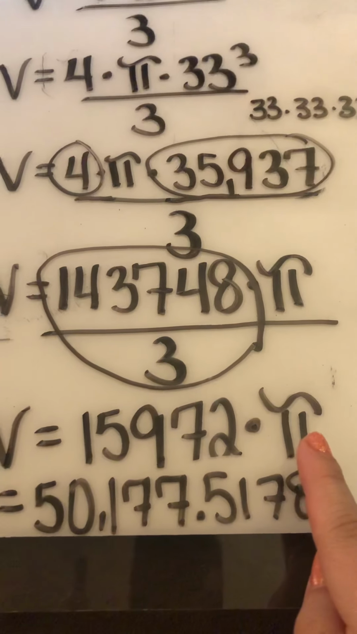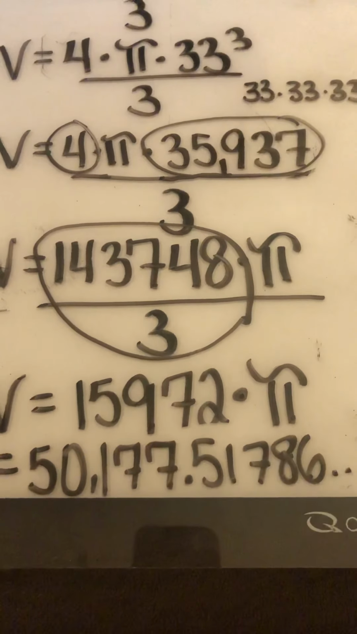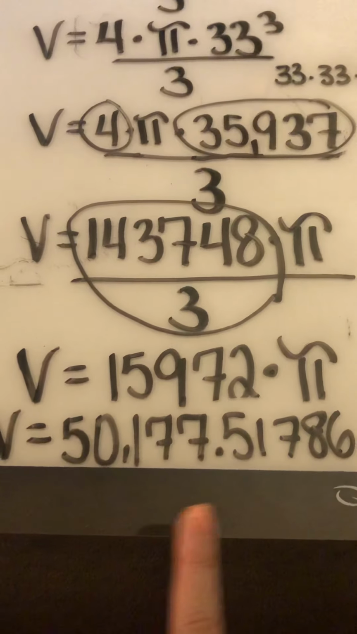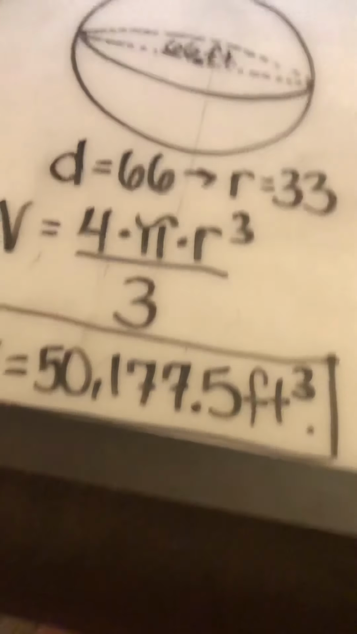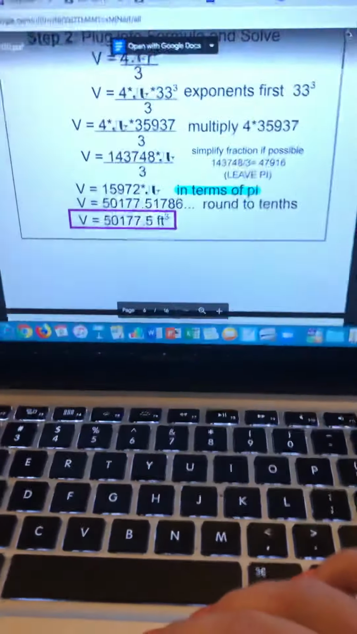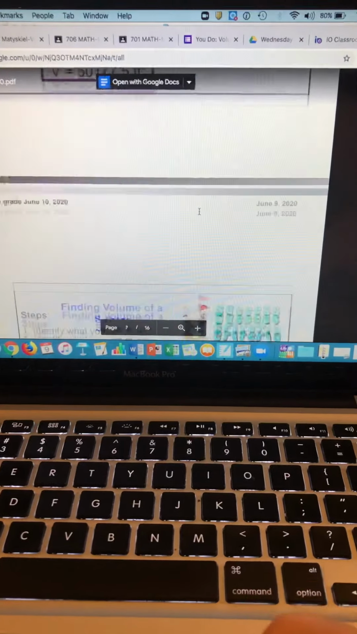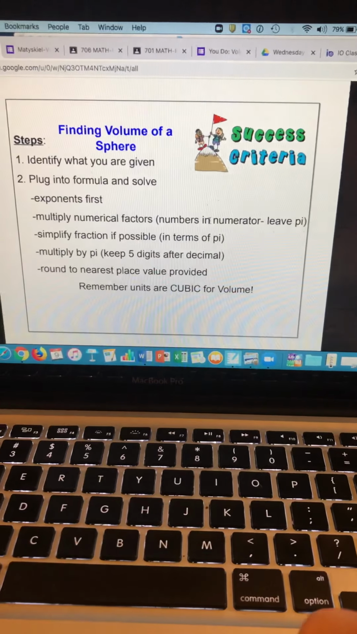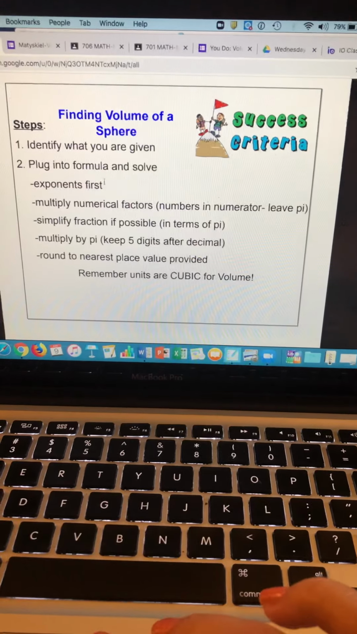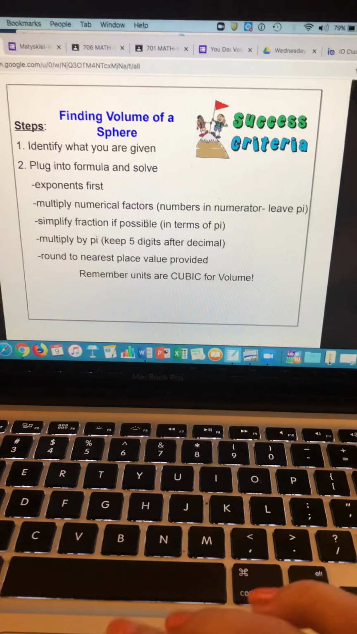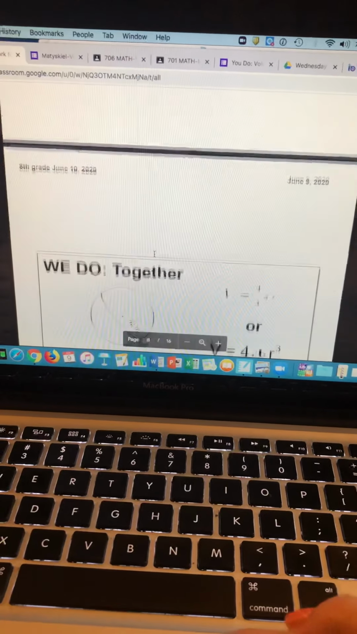If you are told to round to the nearest tenth, you would then multiply your coefficient by pi, get your answer, and then round to the given place value. Remember, units cubed. Okay? Everything I just did is in the lesson, so you can look at that as well. If we keep going, there's the steps, exactly what I just took you through. Okay? Pretty clear, I feel, too. Exponents, multiplying the numerical factors, simplify the fraction. Okay, so use those as a guide.